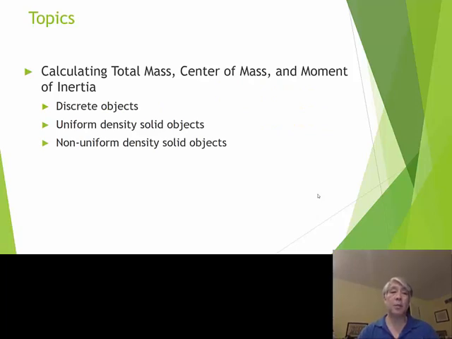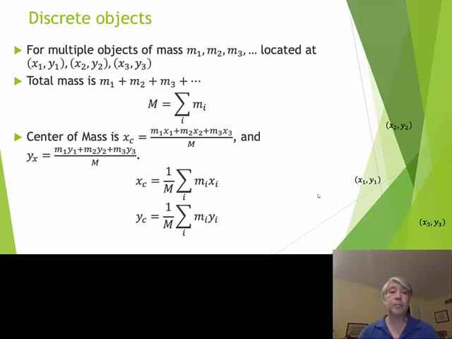Basically, what we're going to start off with is calculating the total mass, the center of mass, and the moment of inertia for discrete objects, point masses located at different places. Then we'll move up to the uniform density and then the more complicated non-uniform density objects.